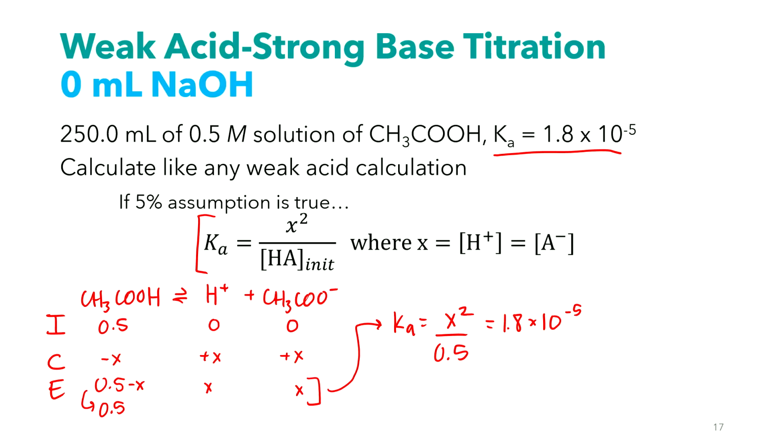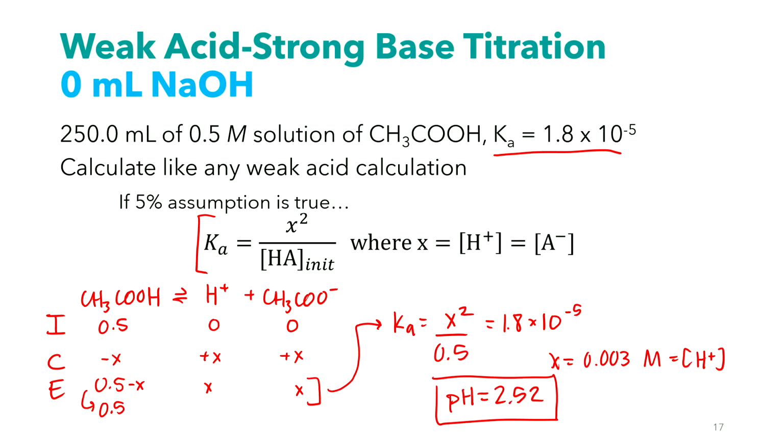You solve for X, which gives us 0.003 molar. That is our H plus concentration. Plug that in to get a pH of 2.52. Okay? This is why it was important not to ignore exam 2 content, because it's like your shadow. It's following you. Okay? So that's our first point.